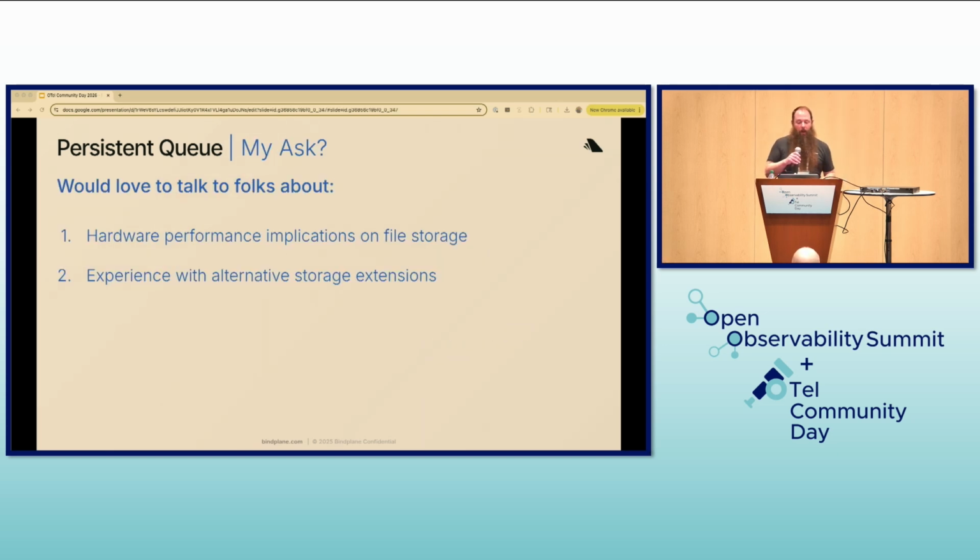Finally, my ask of you all, if anybody has done significant testing around hardware performance, in general, it feels like storage is just good enough these days that I've never seen anybody run into issues. But if you have, let me know. I'd love to hear about it. And anybody with more experience with the alternative storage extensions like Redis or a database, again, I'd love to hear about it. At Bindplane, we're going to be doing a lot more research and development around those things. But if you're already doing it, come and chat with me.